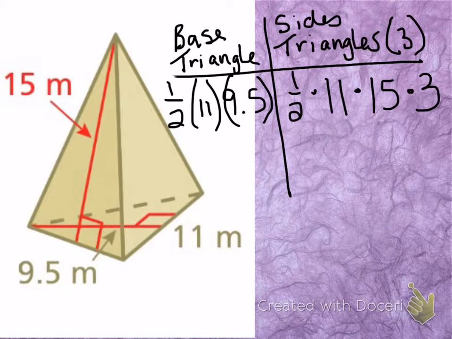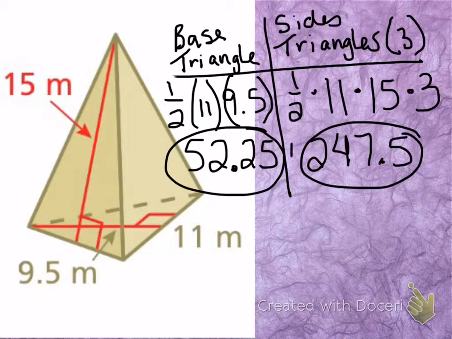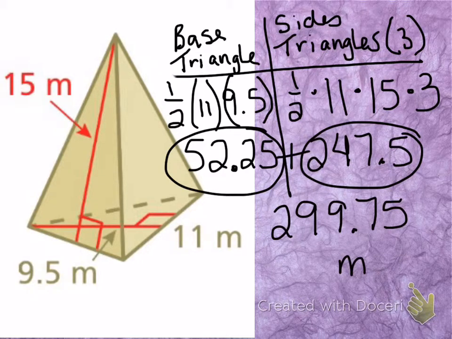Okay, here we have a triangular base pyramid, and the base is a triangle. So I did 1/2 times 11 times 9.5, and that equals 52 25/100ths. Then we have 3 sides which are triangles. So that's 1/2 times 11 times 15 times 3 for the 3 lateral faces. And that equals 247 5/10. So now we're going to add these two together, and we will get 299 75/100ths meters squared.